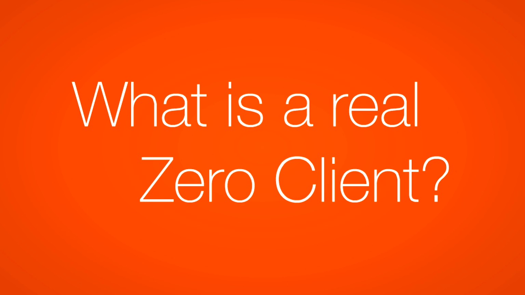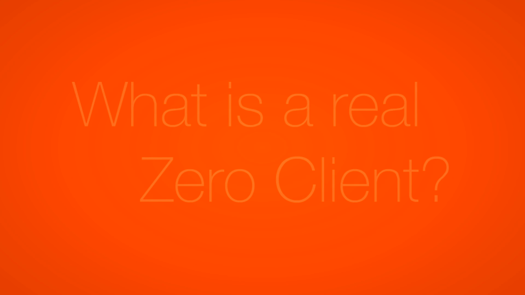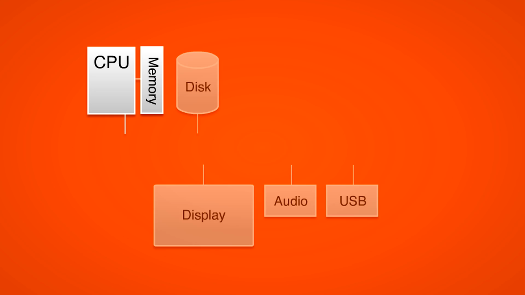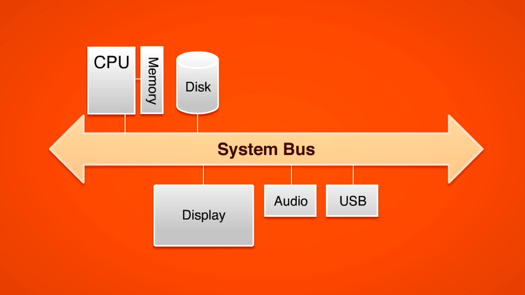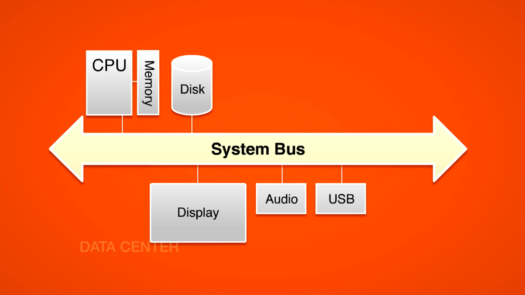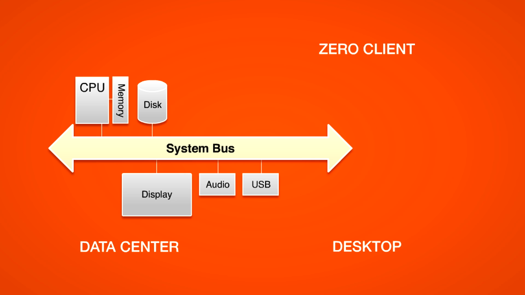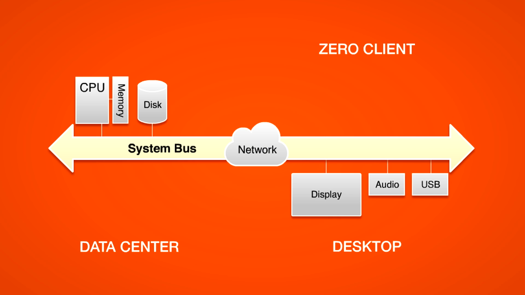So what's a real zero client? Let's go back to the basic PC: a processor, system memory, peripherals, and most importantly, that system bus. If the PC is now moved to the data center, then a zero client is about stretching that system bus over the network, so that only the peripherals, the display, USB ports, and audio, are at the desk.